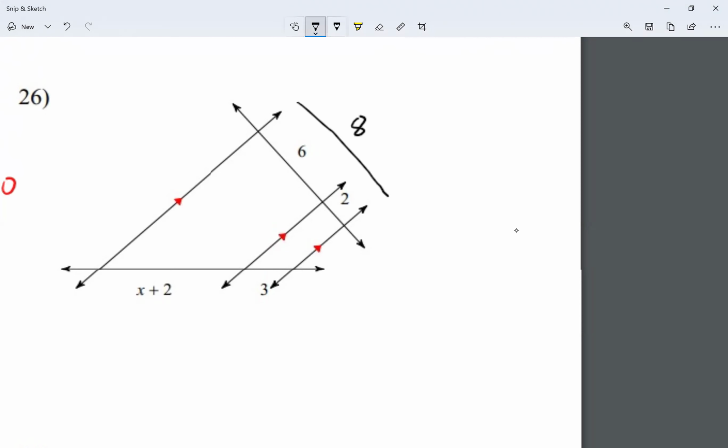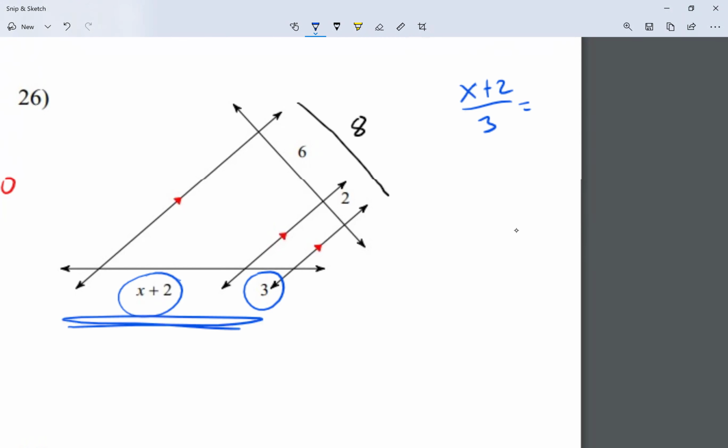Now looking at the side that has x, the two values that I'm looking at are x plus 2 and 3. So I'm going to write this as x plus 2 over 3. Now, I don't have the big side, right? So I'm not going to use this 8. X plus 2, if I look at this as a street, goes straight to 6. And 3 is corresponding with 2. So I'm going to have here the 6 over 2. Right? X plus 2 goes with 6, and 3 goes with 2.